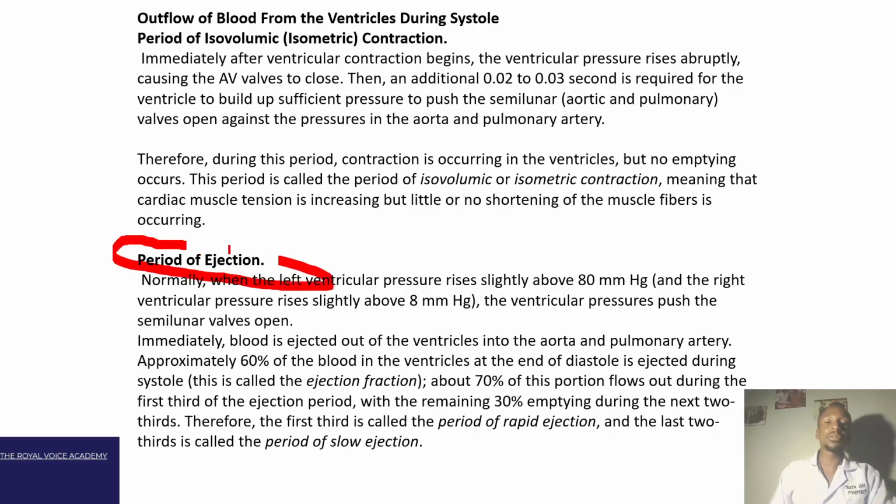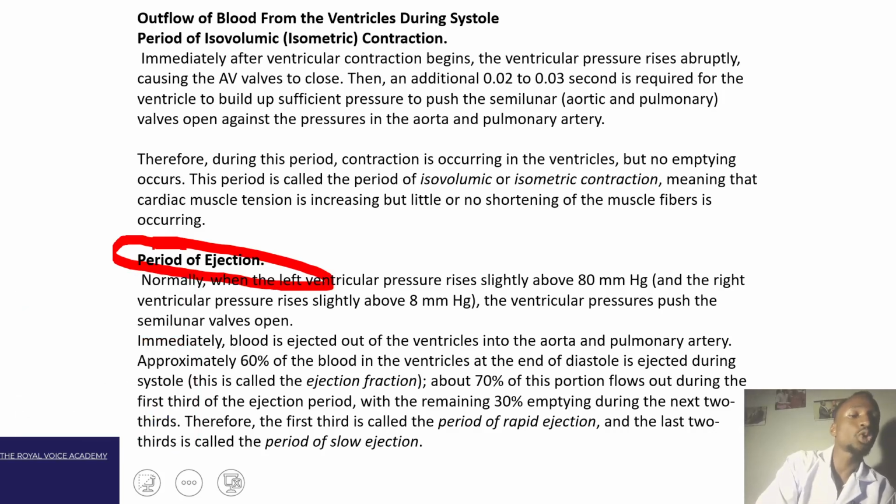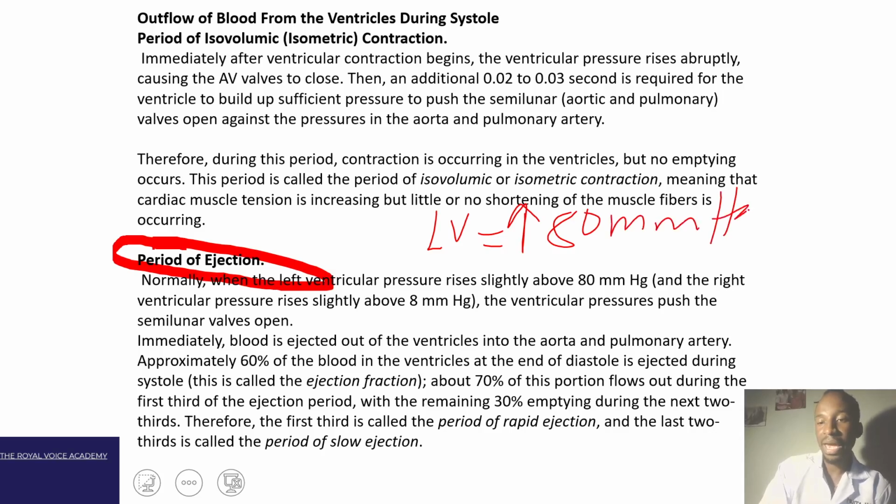So now let us come to the period of ejection. The reason why we were building up pressure without even opening the semilunar valves is because semilunar valves are not flexible. They're totally rigid valves. Those valves will only open under pressure. So that's why our ventricles had to undergo that phase of isometric contraction. Now, your ventricles need to develop enough pressure to open those valves. In the left ventricle, you will need to go above 80 mmHg, and in your right ventricle, you will need to go above 8 mmHg.